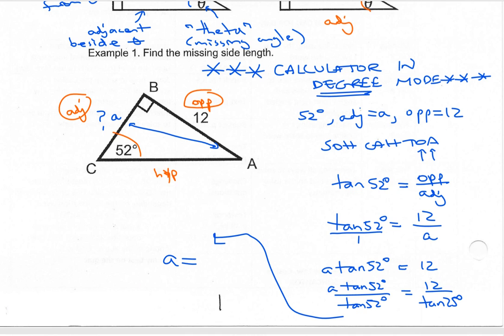Into my calculator, I will type 12 divided by tan 52, making sure it's 52, and I get approximately 9.4. And if I look at my triangle, I can see that since one of the sides is 12, the other one being approximately 9.4, yeah, that sounds reasonable. Okay, and so there I've found the missing side length.